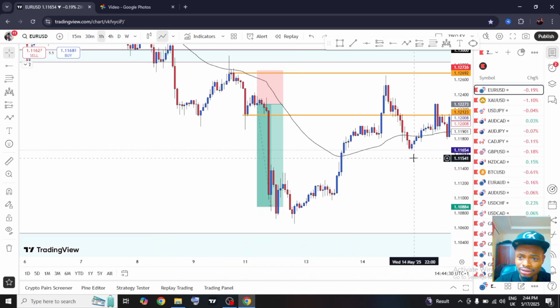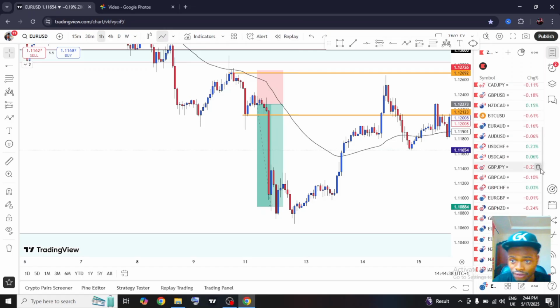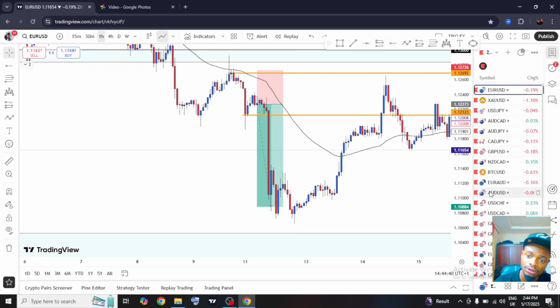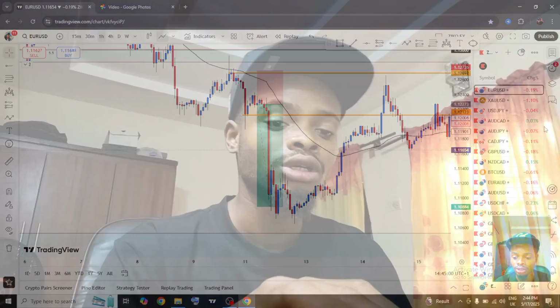And next week, not next week, tomorrow, I'll be analyzing all these pairs, all these 20 pairs. These are the pairs on FXALEXG's watch list, right? Apart from maybe XAU USD, right? All these other pairs, I'll be analyzing them tomorrow, and I'll let you know what are going to be the best pairs for you to pay attention to for the new week.